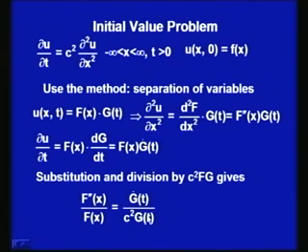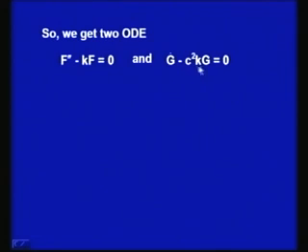These ratios could be equal only if this ratio does not contain any variable, that is this ratio must be equal to k. So, let us say that it is some constant k. What it says is, now we have got two ordinary differential equations, one from here, that f double dash x is equal to k of f of x or f double dash minus k f is equal to 0, and another g dot t minus c square k times g t is equal to 0. So, we have got the two ordinary differential equations, f double dash minus k f is equal to 0 and g dot minus c square k g is equal to 0.